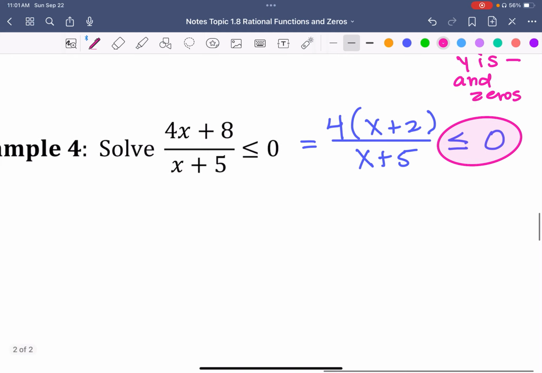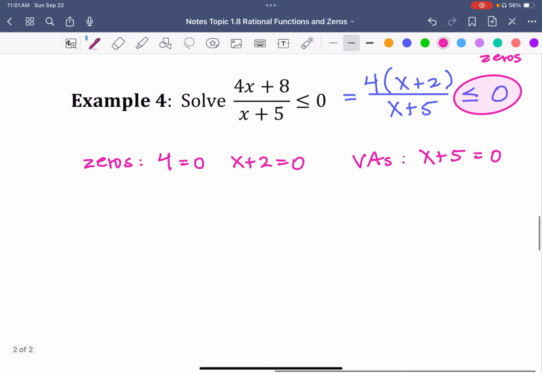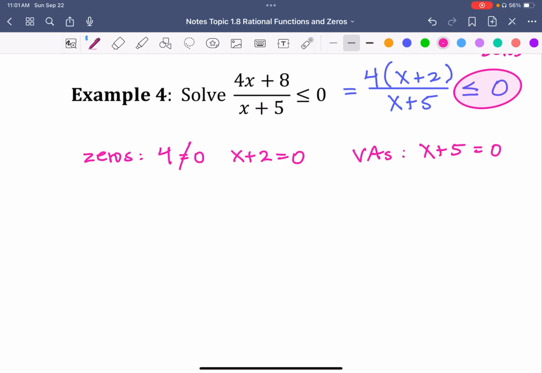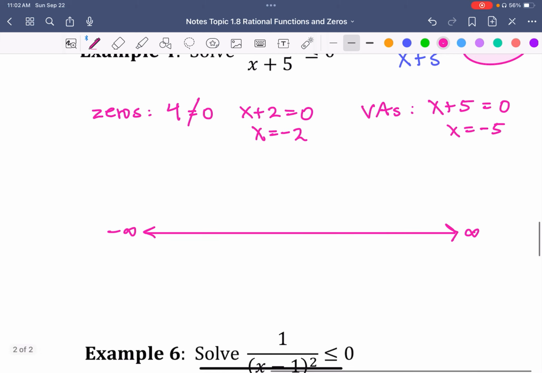Okay, so first step is to set the factors in the numerator equal to 0. So we have 4 equals 0, and we have x plus 2 equals 0. And then for the vertical asymptotes, anything that's in the denominator, which is x plus 5, set that equal to 0. Just like the other one, 4 cannot equal 0, so you're not going to include that number on your number line. Here we have x equals negative 2, and here we have x equals negative 5. So we're going to create the number line now. Put positive and negative infinity on either side, and put your values in order from least to greatest. The smallest number here is negative 5, and then negative 2.